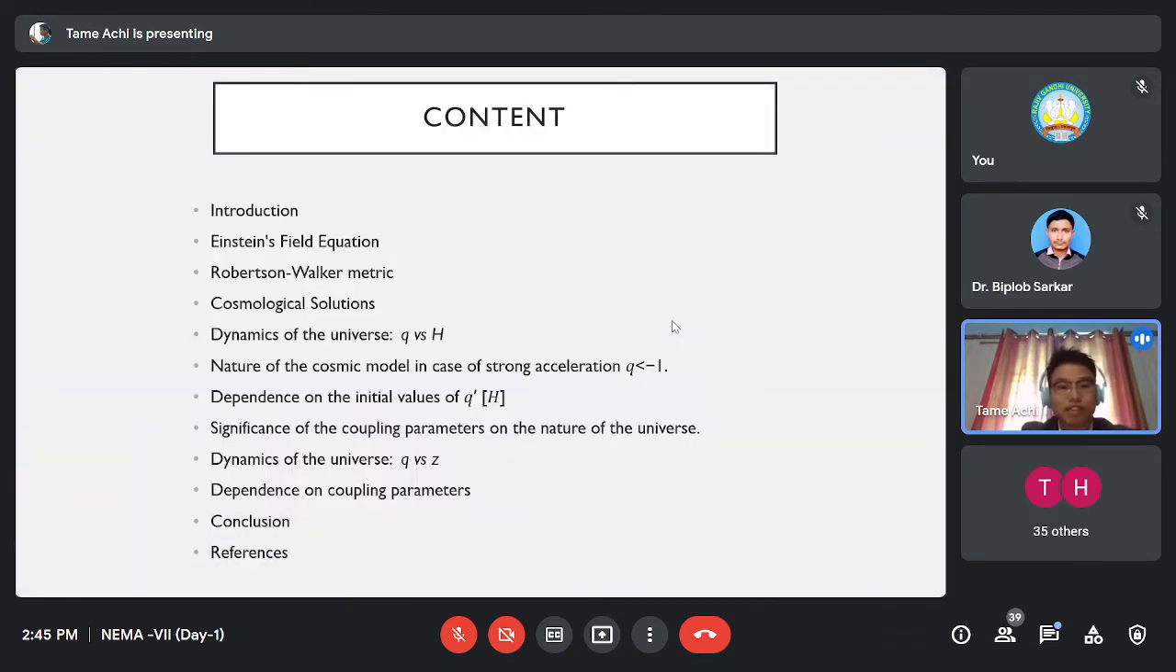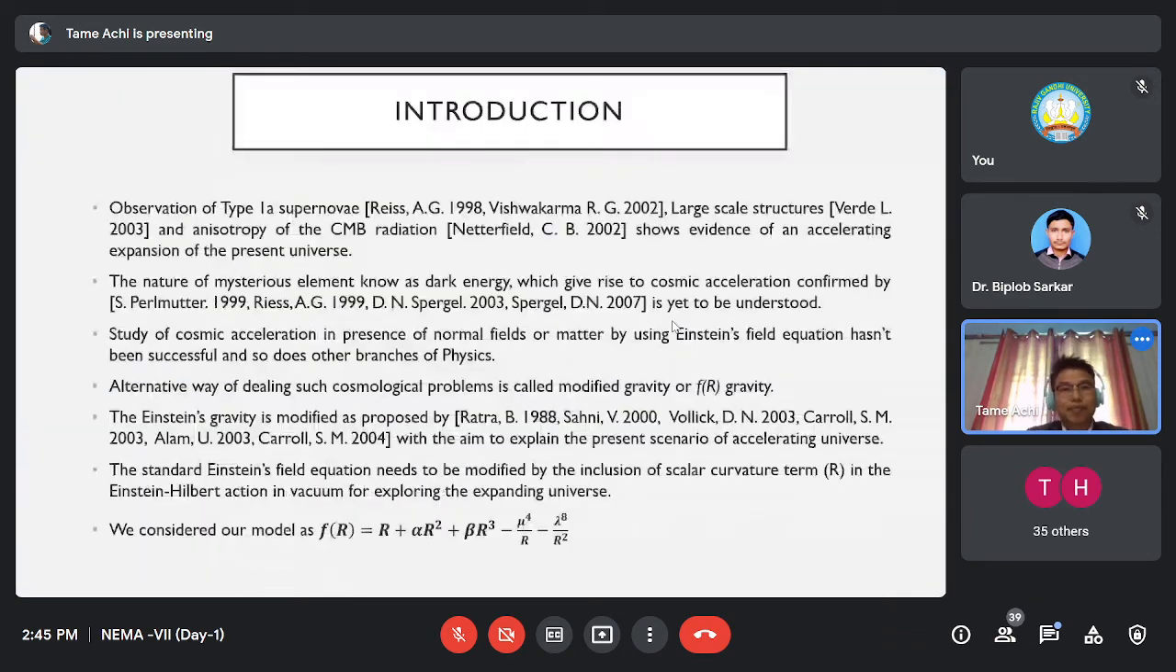This will be the content that I will follow. In the last few decades, we have observed that the universe is not only expanding, but is changing over time.